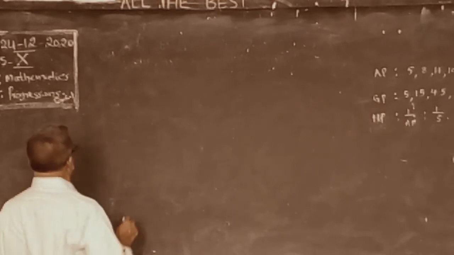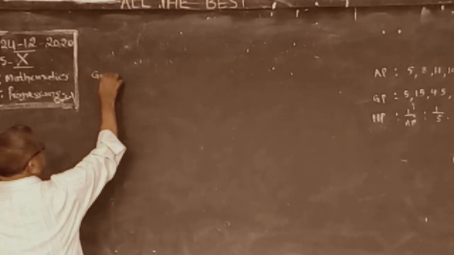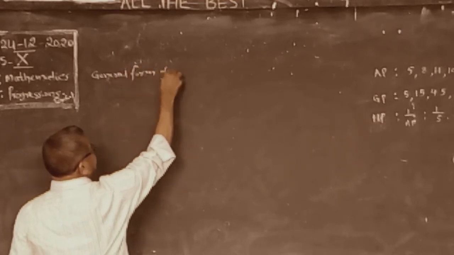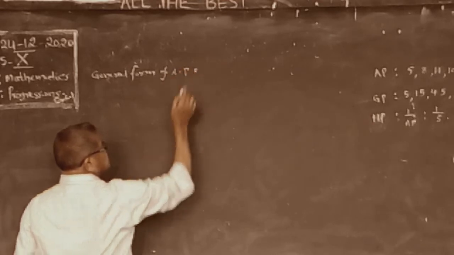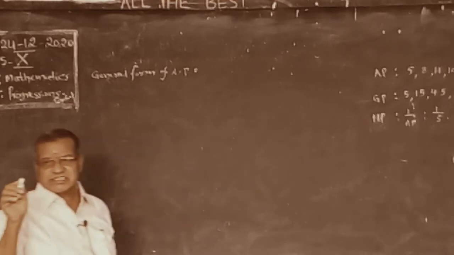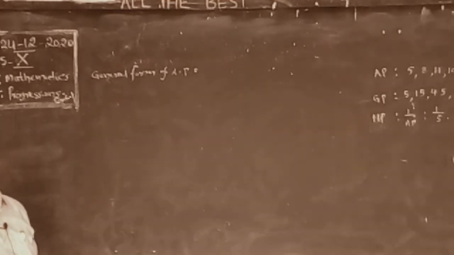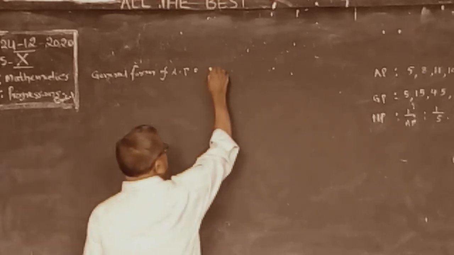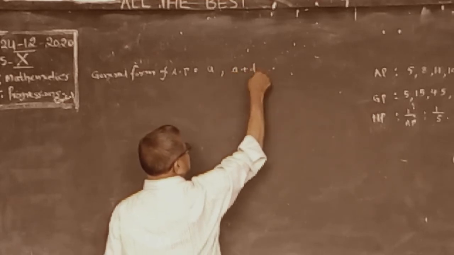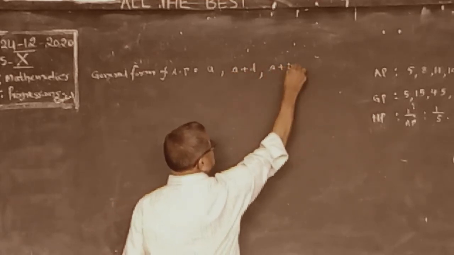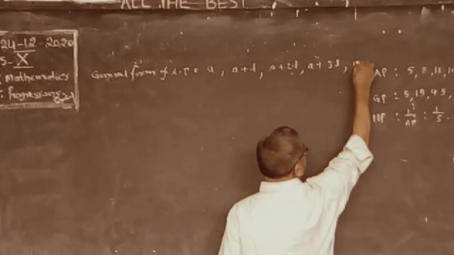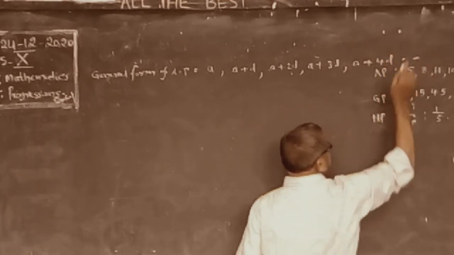General form of AP, arithmetic progression. Generally, we take the first term as a. Common difference is d. The first term is a, and d is added to the preceding term: a plus d. Again d is added: a plus 2d. d is added: a plus 3d, a plus 4d.